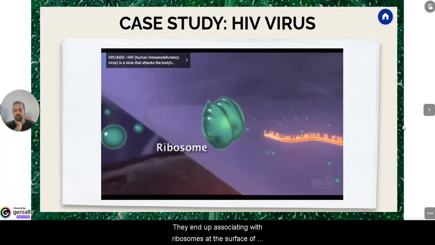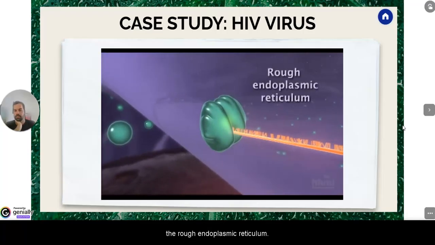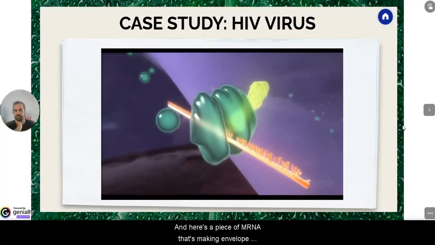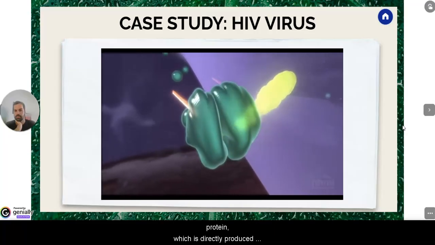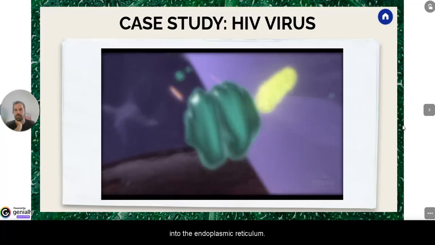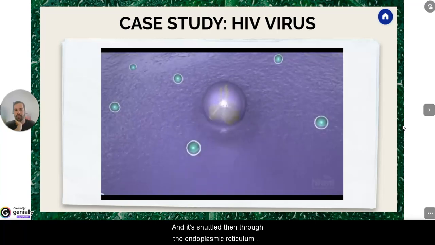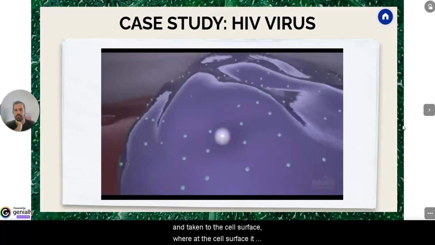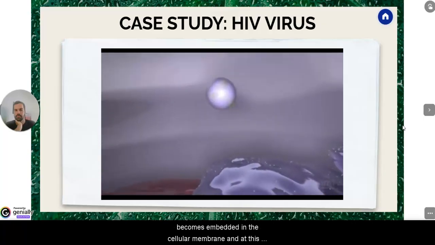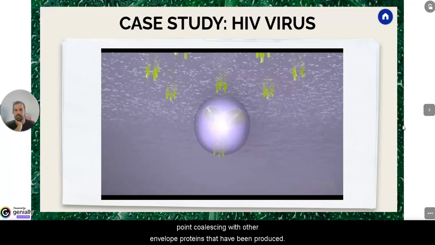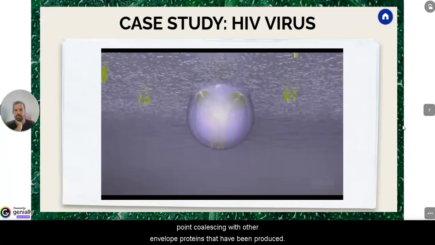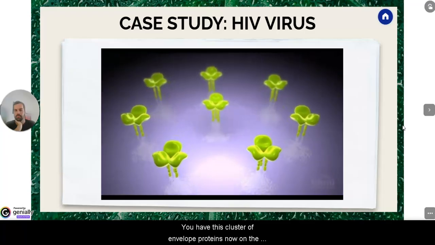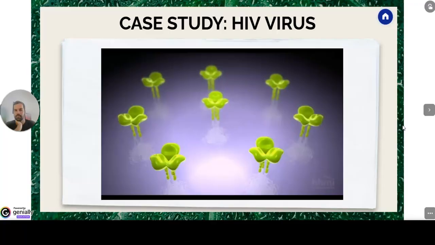They end up associating with ribosomes at the surface of the rough endoplasmic reticulum. And here's a piece of mRNA that's making envelope protein, which is directly produced into the endoplasmic reticulum. And it's shuttled then through the endoplasmic reticulum and taken to the cell surface, where at the cell surface it becomes embedded in the cellular membrane, and at this point coalescing with other envelope proteins that have been produced. You have this cluster of envelope proteins now on the surface of this infected cell.